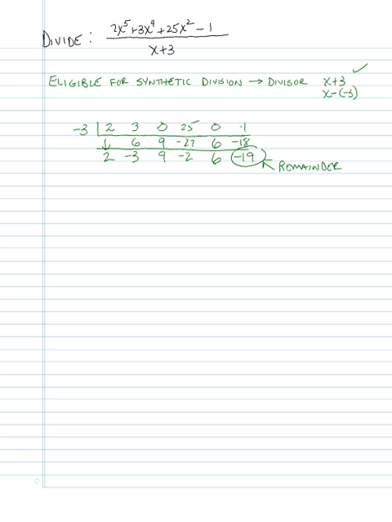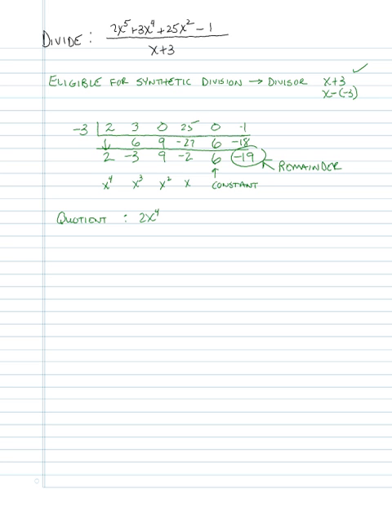Pretty cool. Here are the coefficients of the quotient. This is always going to be the constant. This is x to the first. This is x to the second. This is x to the third. This is x to the fourth. So here's what our quotient is, okay?